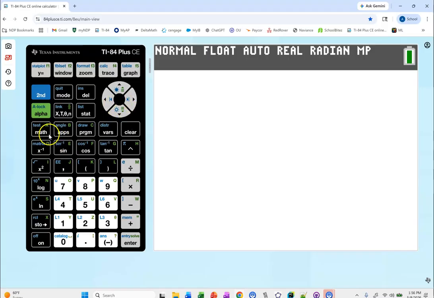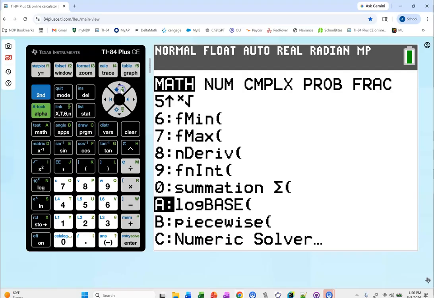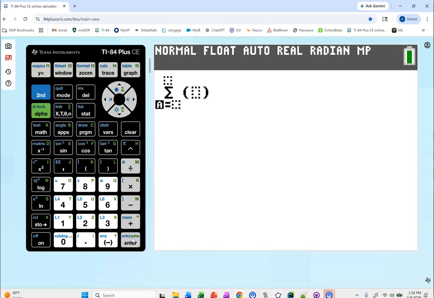All right. What we're going to do is press the math button. We're going to scroll all the way down to the bottom till I see the summation command. That's command 0 on my machine. And now I can type it in exactly like it looks on my sheet of paper.